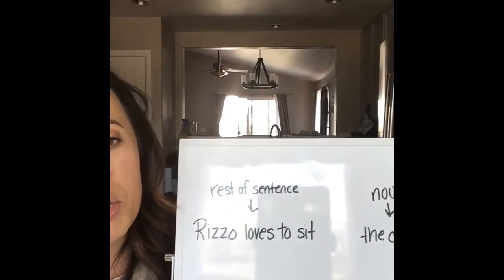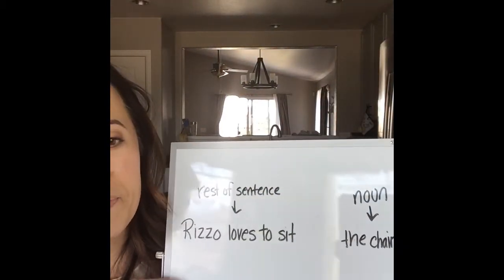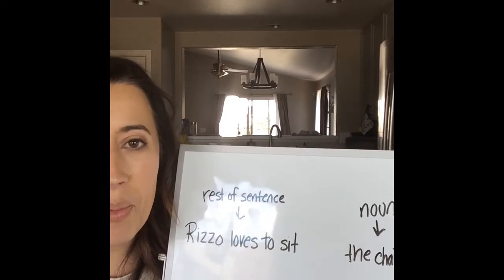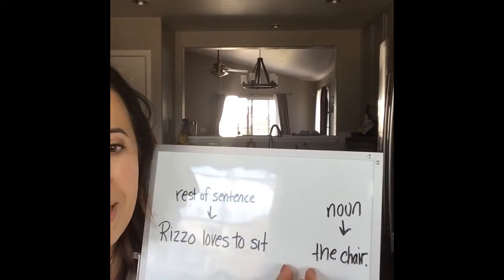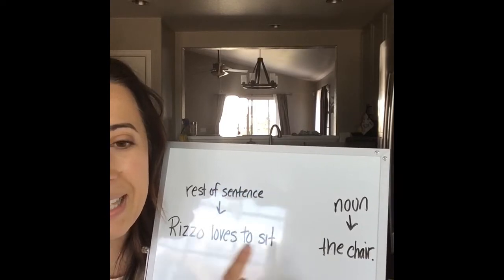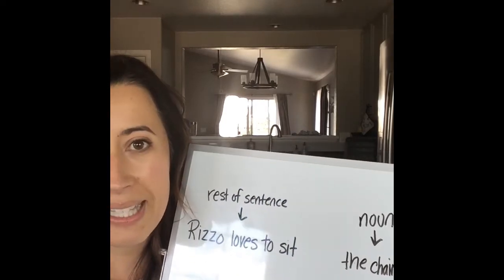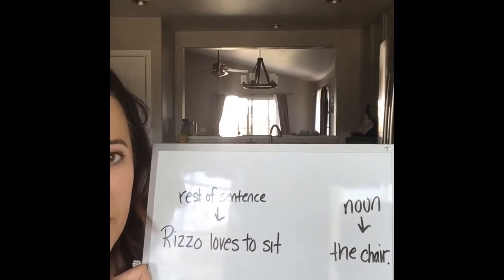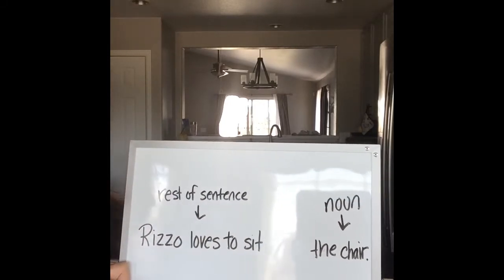Let me give you an example. What if I was writing a sentence about a chair? And so that's my noun. And then the rest of my sentence was Rizzo loves to sit. Do you guys see that? So I need to come up with a word that's going to go right here that will connect these two parts together to make a complete sentence. What do you guys think? What would be an appropriate word to fit right there? If you said on, you are correct. And that word on is our preposition in this sentence.